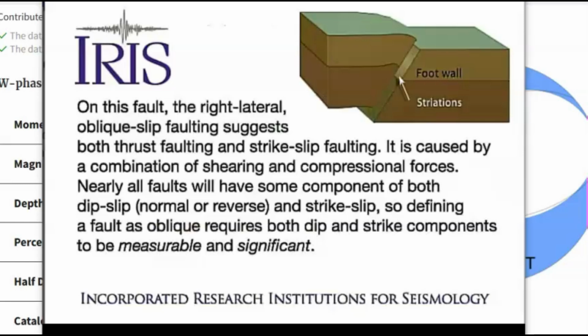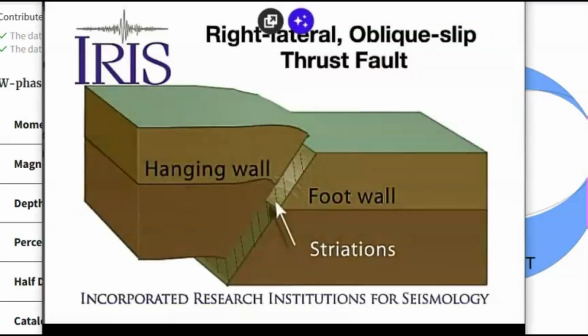Nearly all faults will have some component of both dip slip, normal or reverse, and strike slip. So defining a fault as oblique requires both a dip and a strike component of measurable significance. I'll show you that again. See how the one side moves up. That's what created the tsunami, more than likely.